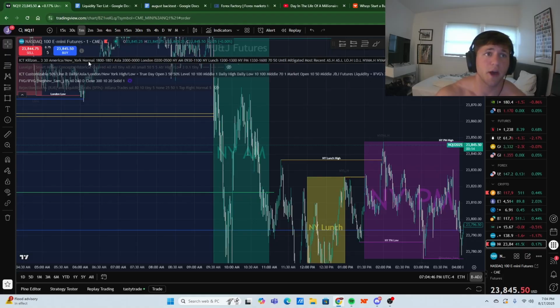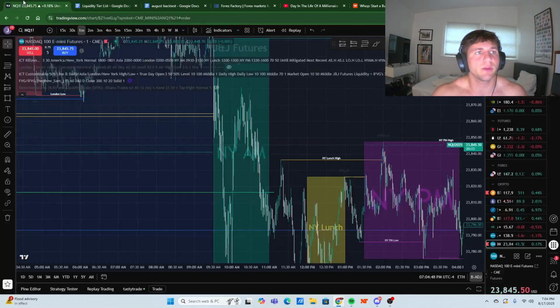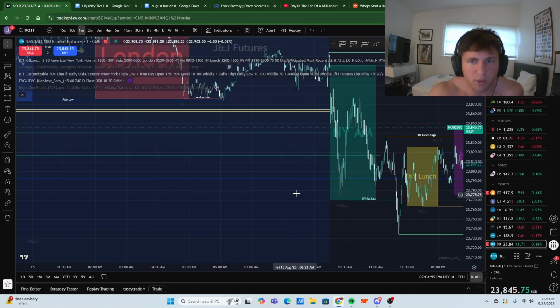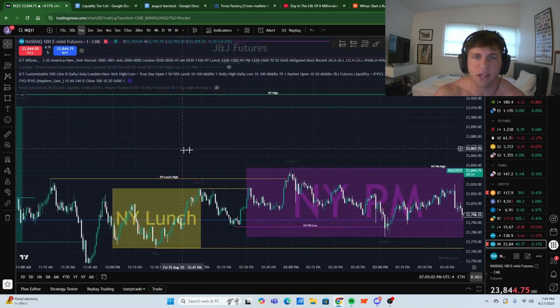Now, let's talk about execution. What makes for a good setup? So, this is my trade checklist. This is pretty big here. So, are we in premium or discount of the range? What I mean by that is, are we taking a short when we're in the lower part of the range, aka the discount? Then that's not good.